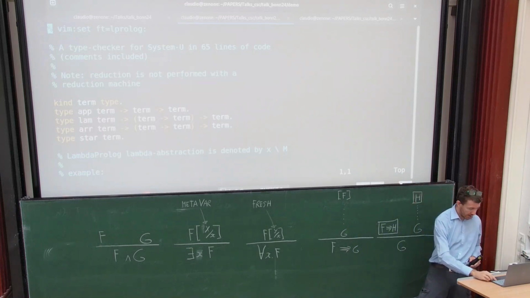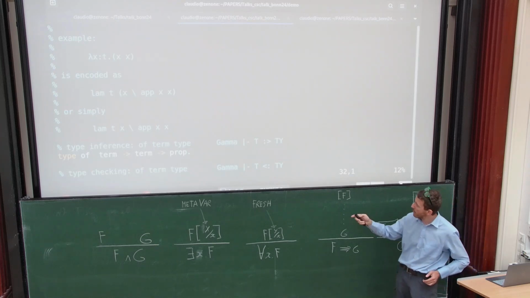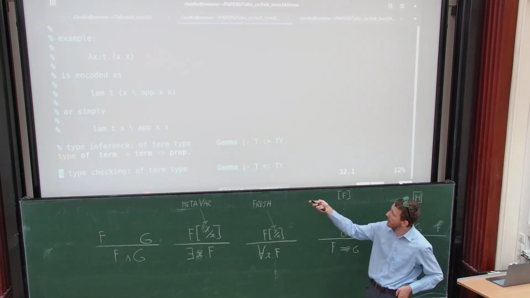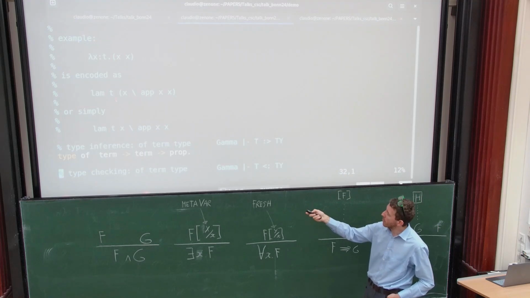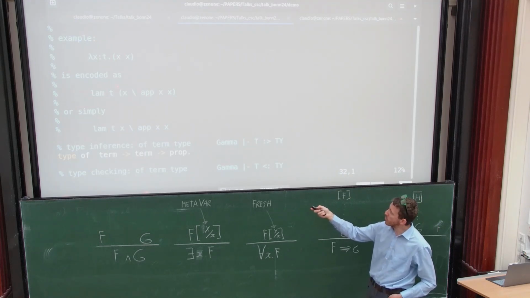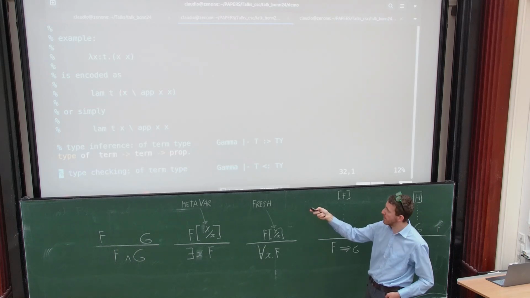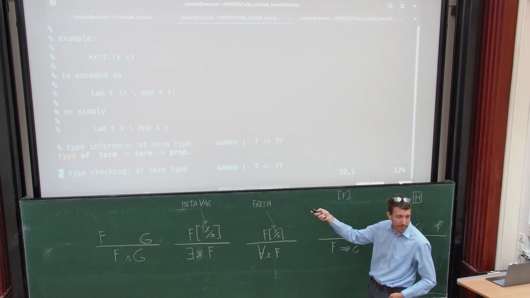Just to let you understand, if I want to represent something like lambda x of type t, x applied to x, I encode it this way. It's a lambda abstraction over type t, and then I use a meta-level function from term to term, and this is a meta-level abstraction of Lambda Prolog. So it means lambda x dot, and I return an app of x to x.